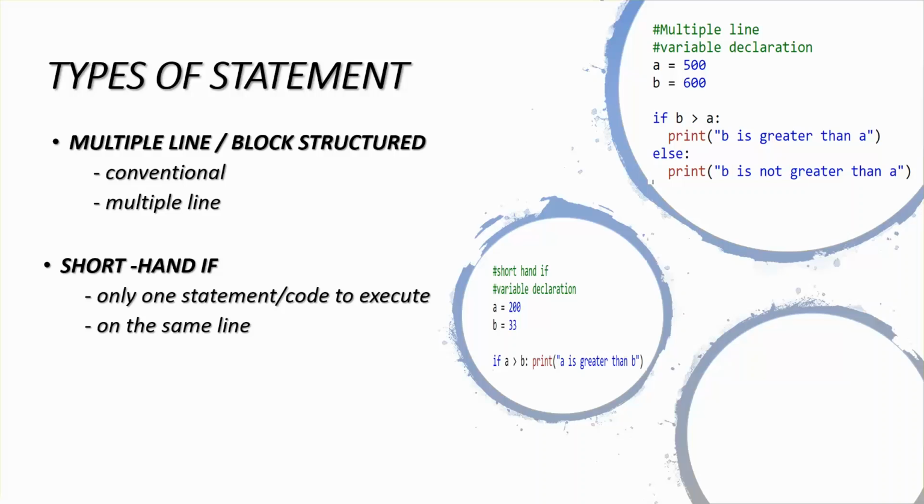The second type of statement is the shorthand if statement. This type of statement is used if there is only one condition and one code, meaning there will be nothing to execute if the condition is not met or false. In our example, A and B is declared as a variable and is compared if A is greater than B but only using a single line.